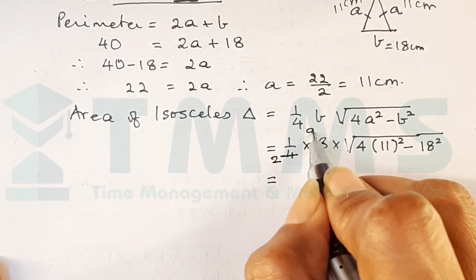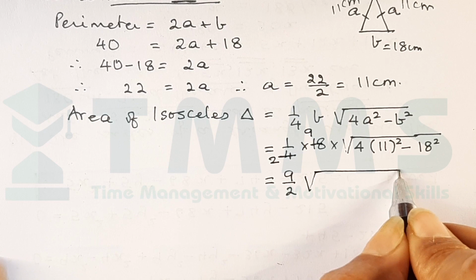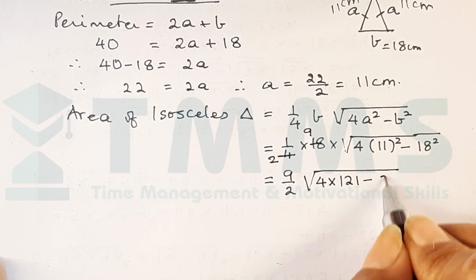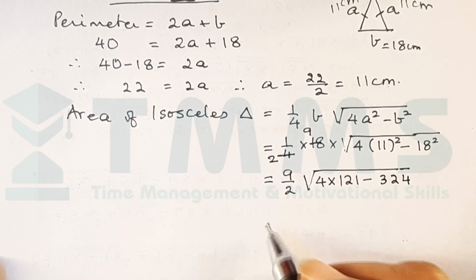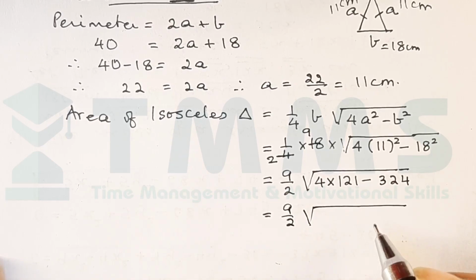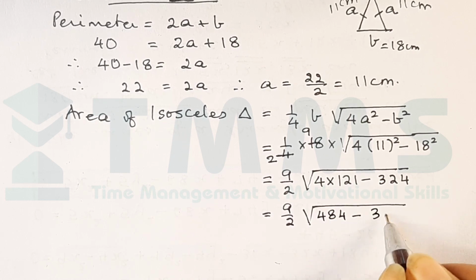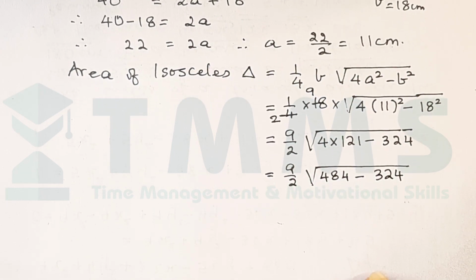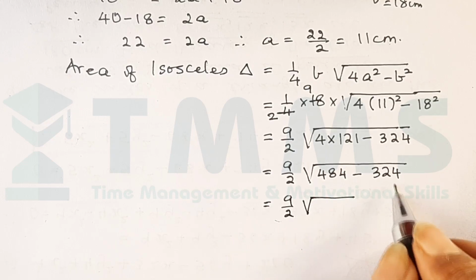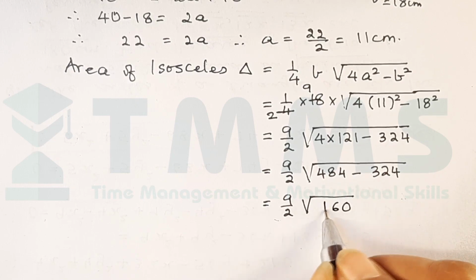2 goes twice, 2 goes 9 times. So you'll have 9 upon 2, and under root you will have 4 multiplied by 11 square, which is 121, minus 18 square, which is 324. And so we will have 9 upon 2 into under root 484 minus 324. That gives us 9 upon 2, and here we get under root 4 minus 4 is 0, 8 minus 2 is 6, 4 minus 3 is 1.